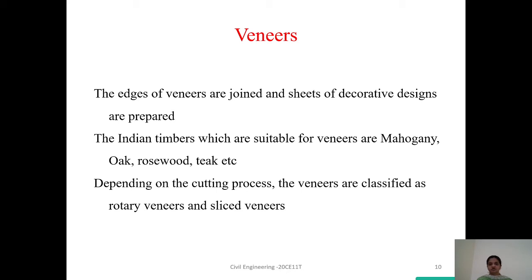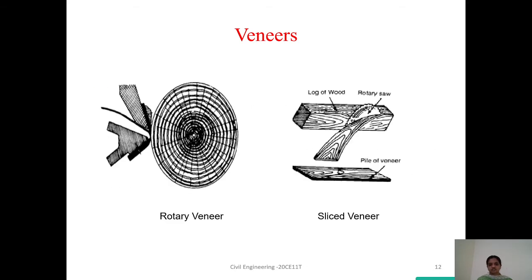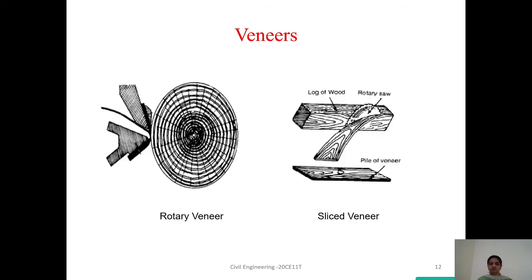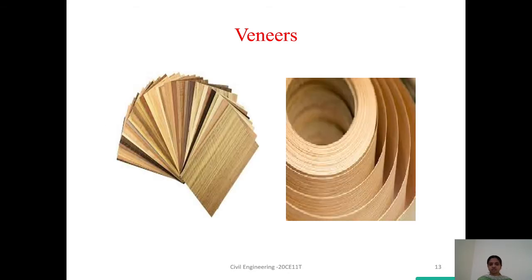Depending on cutting process, veneers can be classified as rotary veneers and sliced veneers. So you can see here, this is rotary veneer and sliced veneer. It depends on the cutting process. The veneers are used to produce plywood, batten boards and laminate boards. Veneers are glued on the surface of inferior wood and thus the appearance of inferior wood is considerably improved. So in this figure you can see the veneer.